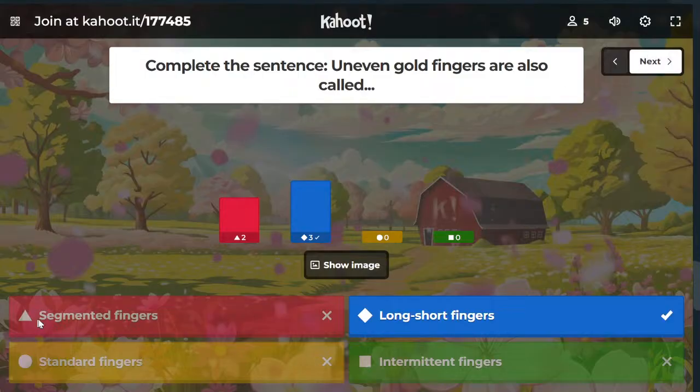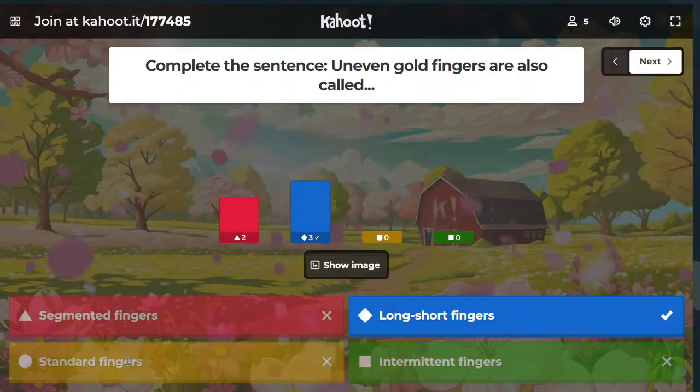See, if you answered segmented, actually segmented fingers and intermittent fingers are both the same. It's like another name. Segmented or intermittent, both are the same. And fortunately many people answered correctly, long short fingers. Uneven fingers are also called long short fingers, not segmented. Those who answered segmented, why didn't you answer intermittent? Both are the same option. For segmented, another name is intermittent. And fortunately no one answered standard finger.